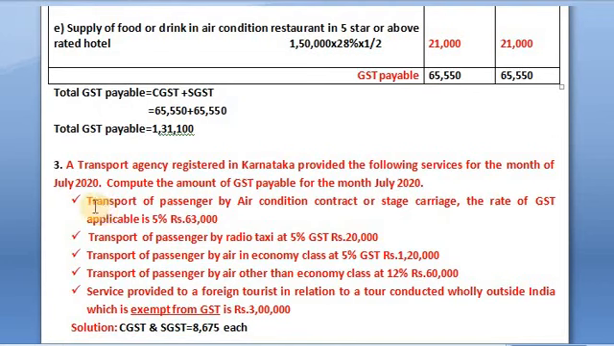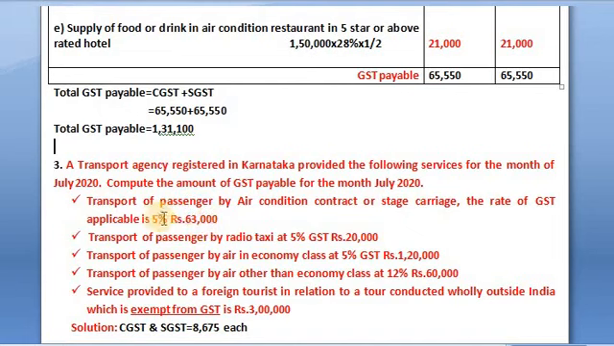Look at the problem there. Transport of passenger by air condition contract or stage carrier, and the rate of GST applicable is 5%. Passenger by air condition contract. Air means it is by airways. Obviously it is chargeable, it is taxable.